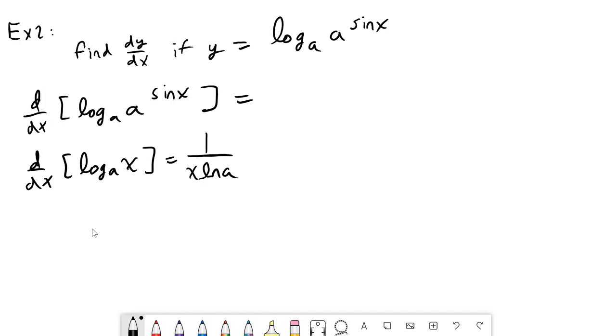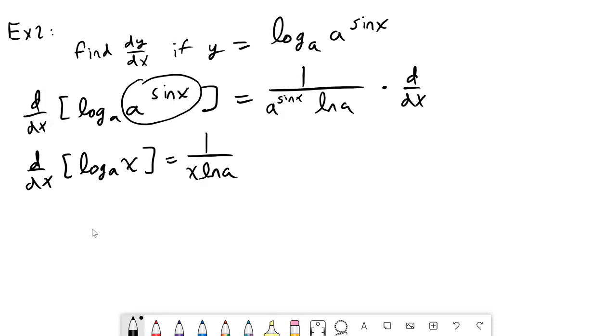So we're going to apply this. x in this case is this whole thing, right? It's the input to the function. So it's 1 divided by a to the sine of x times natural log of a, and then multiply by that chain. We cannot forget that. So the chain is a to the sine of x. So we want to find the derivative with respect to x of a to the sine of x, right? We're getting a hairy problem in our case.